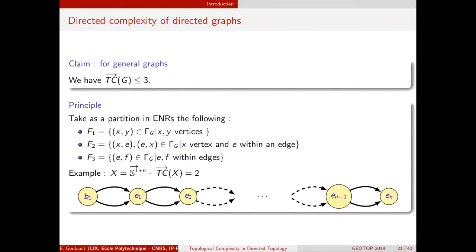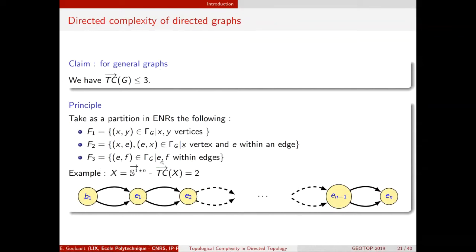And we can actually show, more generally speaking, that as for classical topological complexity, there is a bound on the directed topological complexity of directed graphs, and it's going to be the same bound, it's going to be 3. I won't give you the full proof, but the partition is there. You can just take as first partition the sets of reachable vertices in your graph. Then the second partition is going to be pairs composed of a vertex and something which is in the interior of an edge.